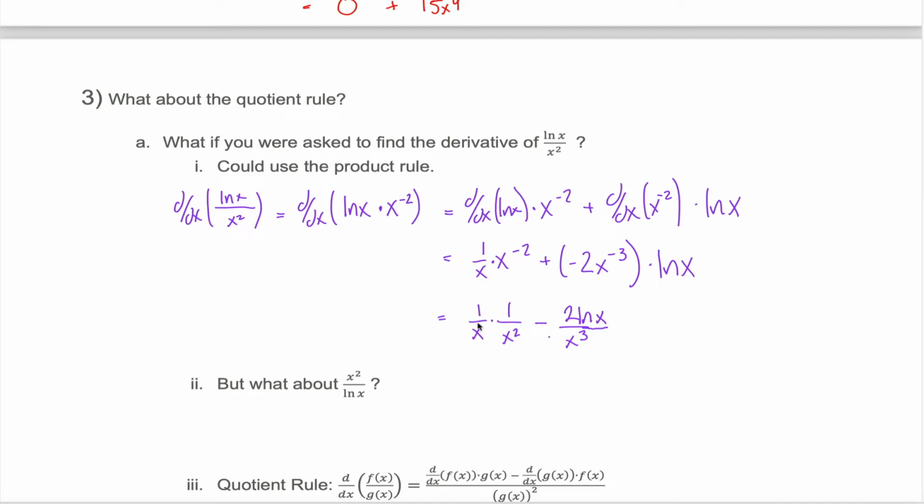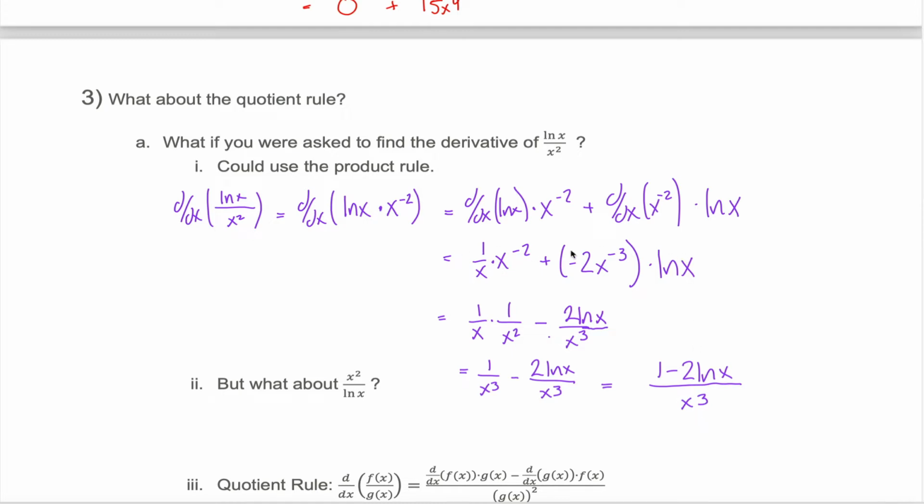Why would you want to do that? Well, 1 over x times 1 over x squared simplifies pretty nicely. It's 1 over x cubed. So really I have 1 over x cubed minus 2 times the natural log of x over x cubed. And as long as I've come this far, I might as well recognize that I have a common denominator here for these two fractions. So I can subtract the fractions and get 1 minus 2 times the natural log of x divided by x cubed.